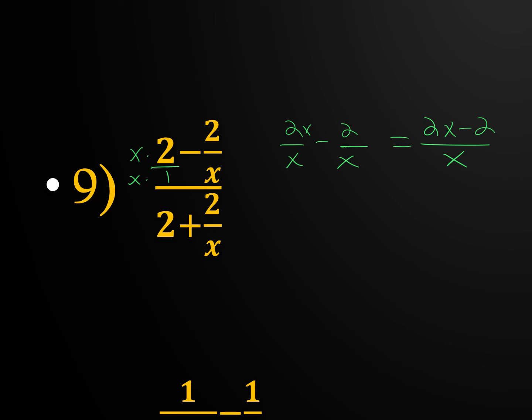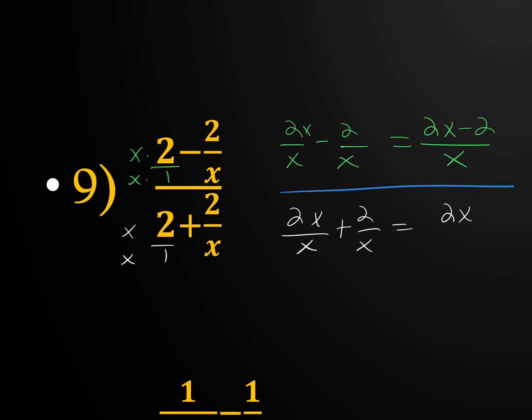Then I've got my fraction bar here. And then I'm going to divide that. And I've got to find a common denominator. Again, it's going to be x. So 2x over x plus 2 over x. So this one turns into 2x plus 2 over x. So now I can keep, flip, change here.